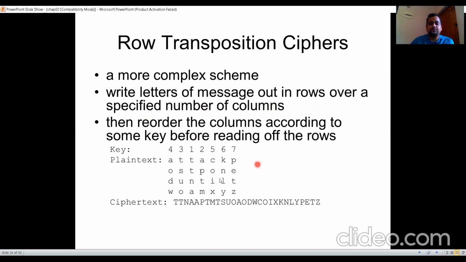Attack postponed. So this one is my plain text and this one is the key. According to this key, we have to find the ciphertext from the plain text.